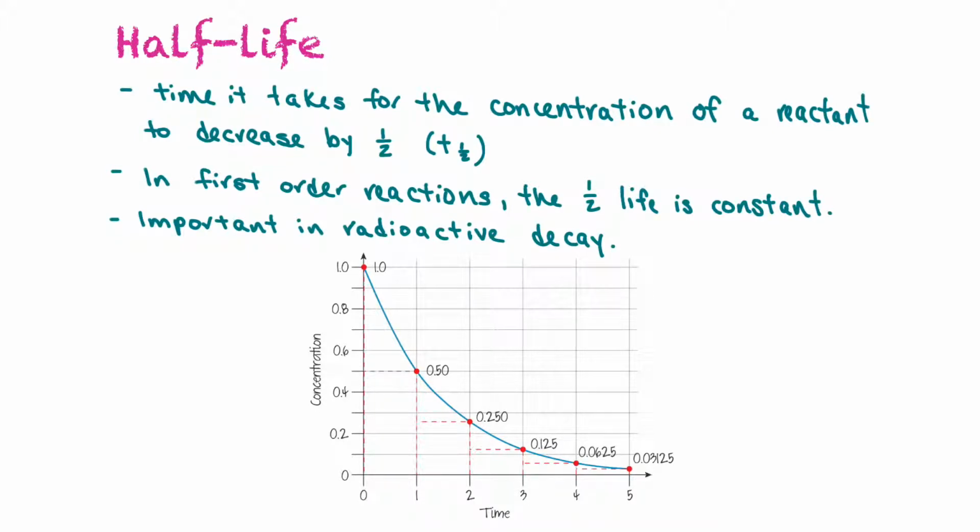If we were looking at the half-life of something, it's the time it takes for the concentration of reactant to decrease by half, so T half. In first order reactions, the half-life is constant, and this is important in radioactive decay because we can figure out how long something that is radioactive would take to completely break down and be no longer dangerous.